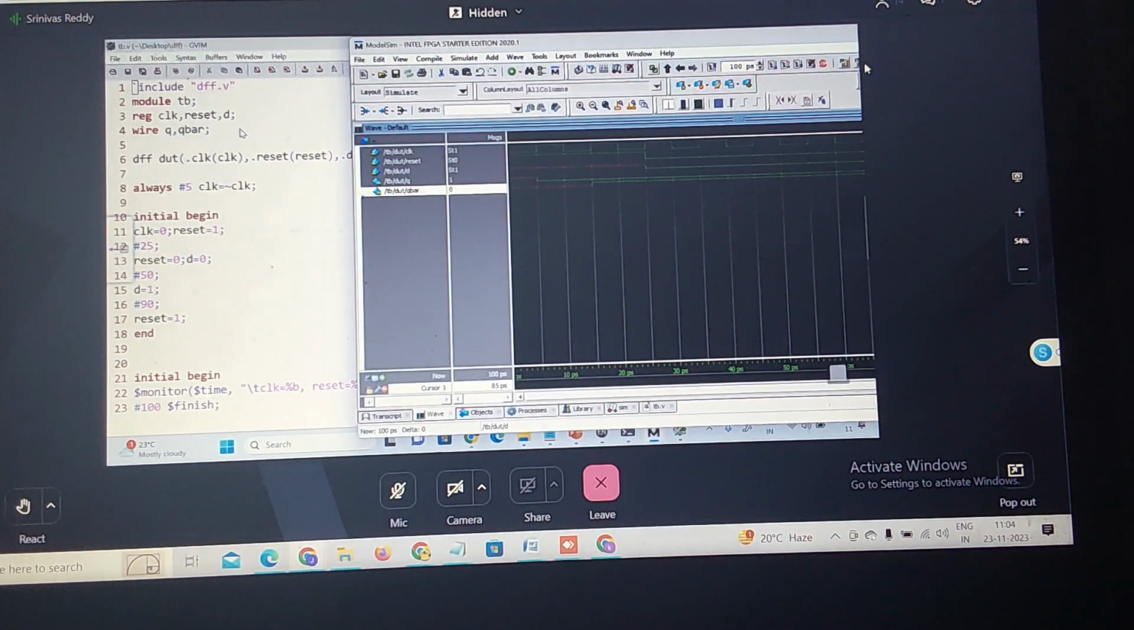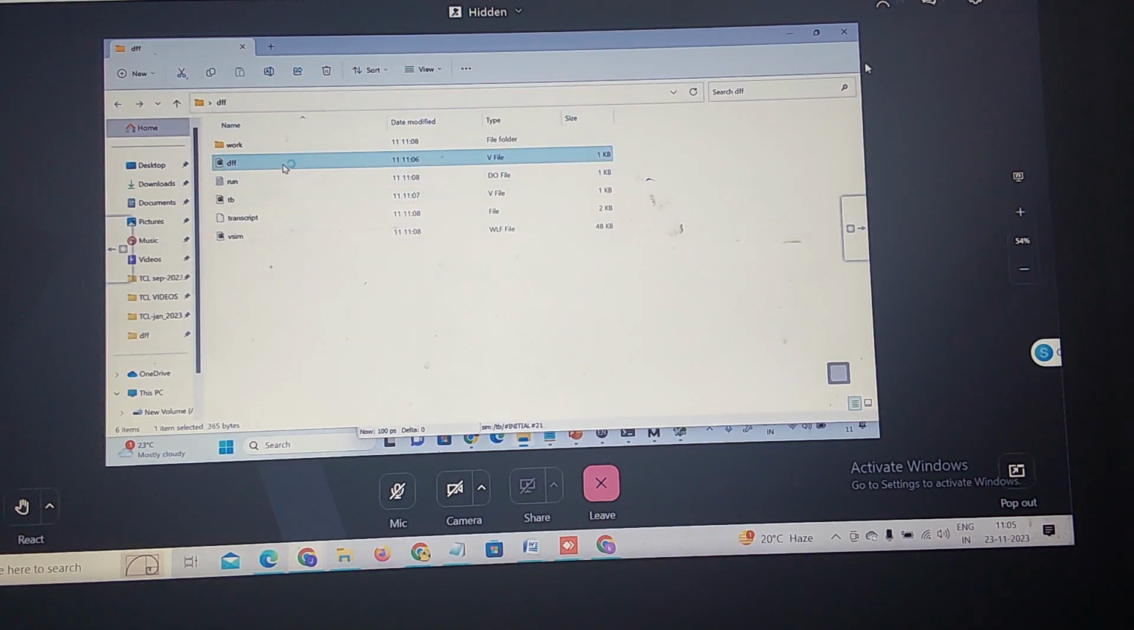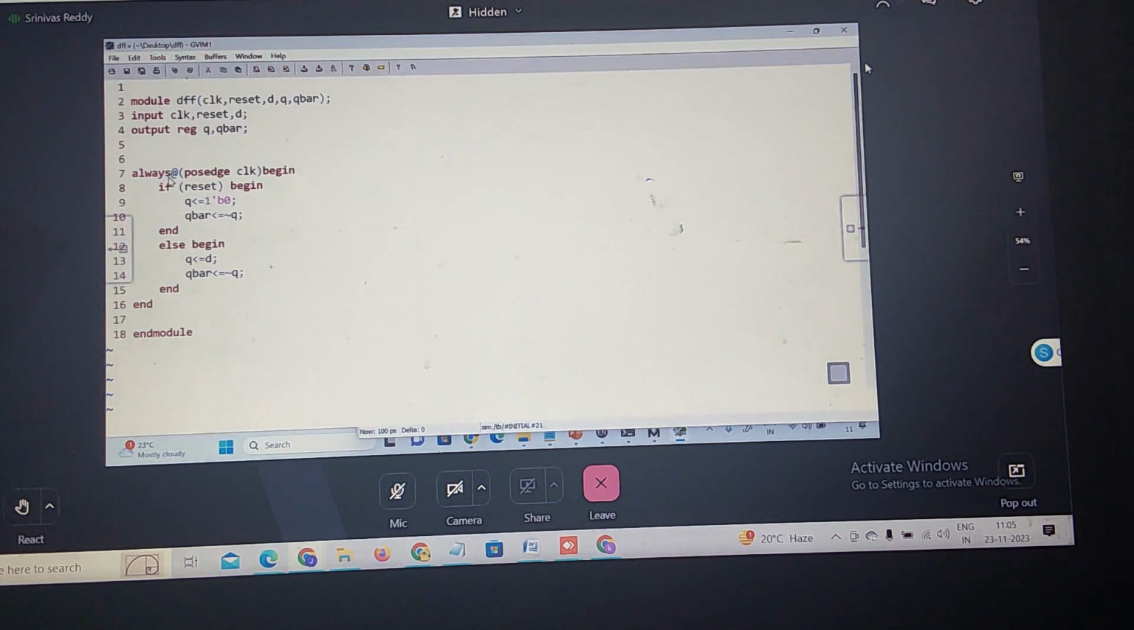Okay, let us clarify this now. Let us go to the design file. This is my design file. So what are we doing in the design file? Whenever the positive edge comes, if reset is equal to 1, Q becomes 0, Q bar becomes the complement of this. Correct? Else, reset is equal to 0, what are we doing? Q is equal to D, Q bar is the complement of Q. This is my design file.